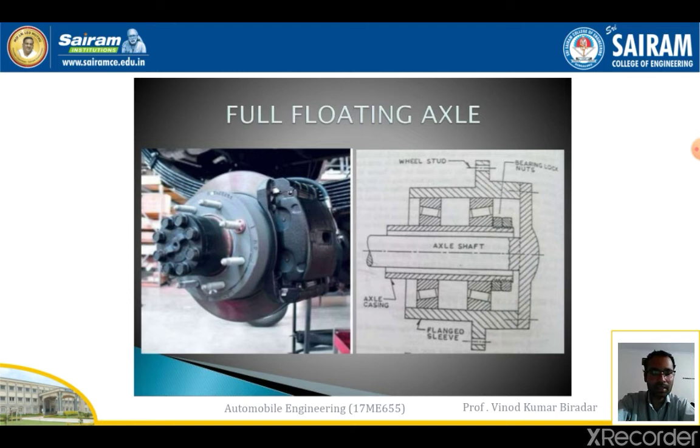The diagram is on the right hand side in your notes, and where exactly these full floating axles are used, I have taken from the engine. This is the arrangement for the vehicle. At the top is the leaf spring, and below that the axle will be fixed. So this is about the second one, and it is almost used in small, higher vehicles.